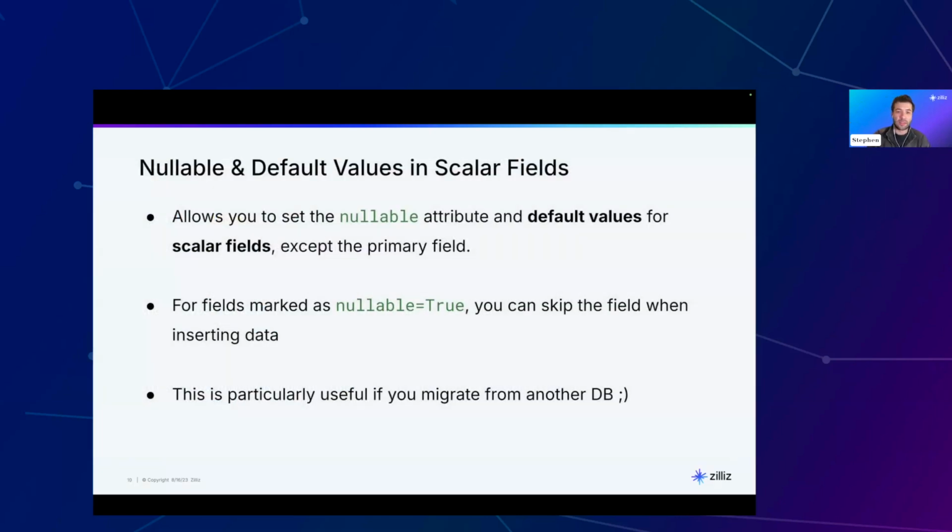Another one is nullable and default values in column fields. So we now allow you to set nullable attributes and default values, except for the primary fields. And the good part is that for fields that are marked as nullable, you can just skip them when you insert data. And that is very useful if you want to migrate from another database, for example, because then you don't have to populate all the fields. You can just populate the ones you're interested in, and the rest, you can just keep them.